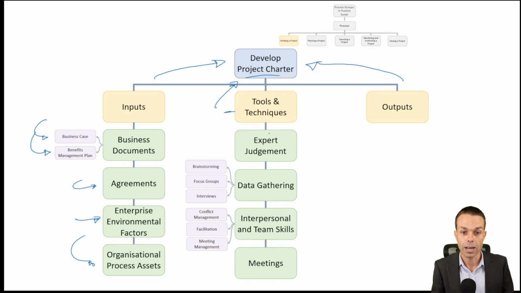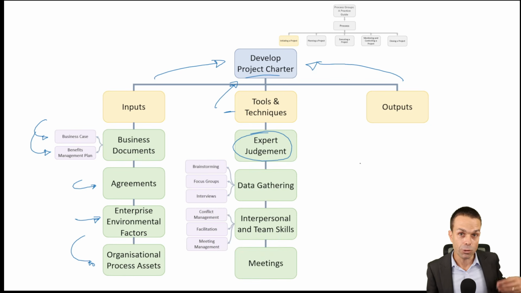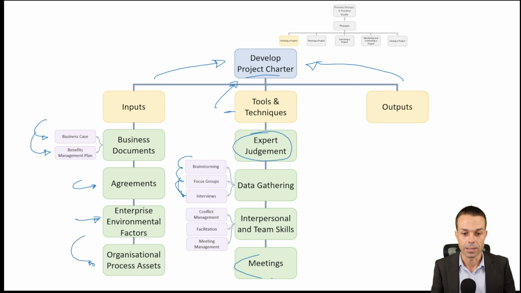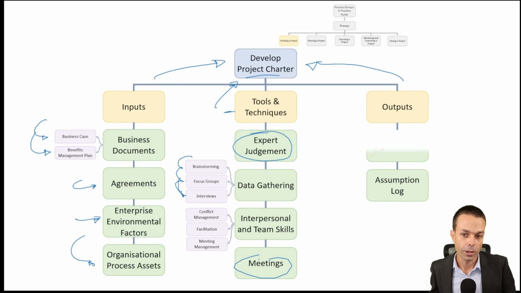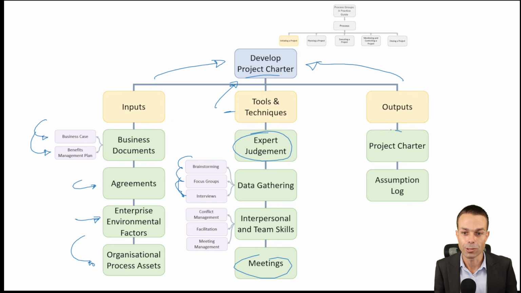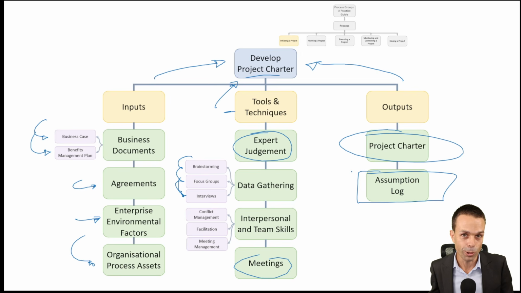The tools that we're going to use are expert judgment. We might need people from the industry who understand the product, so we're going to need their expertise. Data gathering, brainstorming with them, focus groups, interviews, making sure we're gathering all that data on the pros and cons of the project. Interpersonal and team skills, conflict management, maybe people have competing ideas, facilitation, facilitating those groups of people, and meeting management, and then meetings themselves. And the output that we're looking for is the project charter itself. So we're creating that project charter, getting it signed off with the project sponsor, and any assumptions that we've made along the way, let's include those as well.